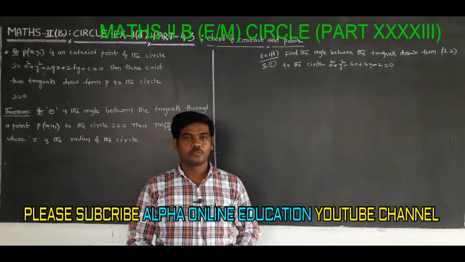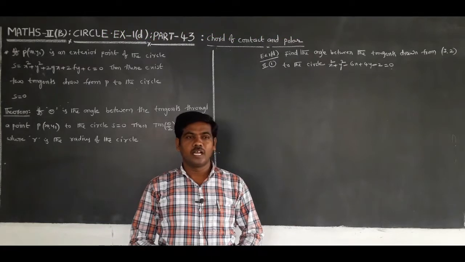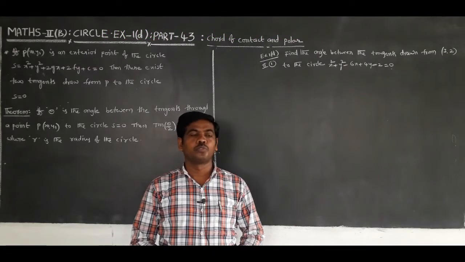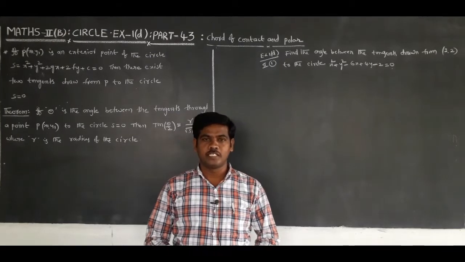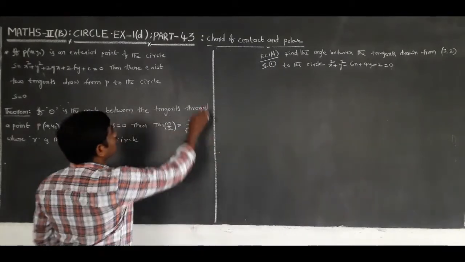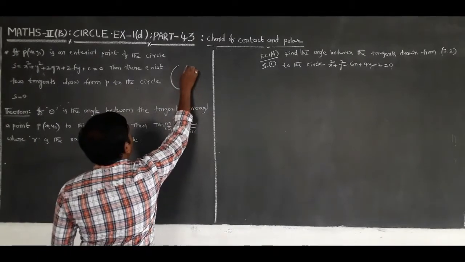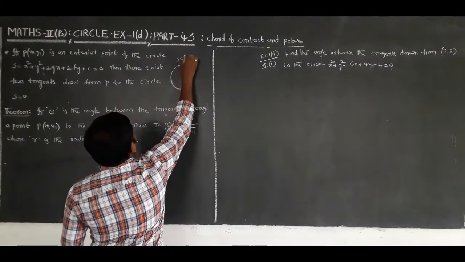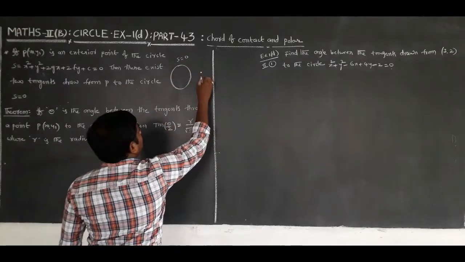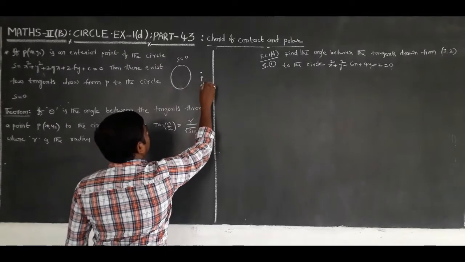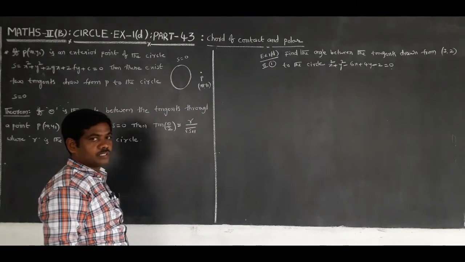Students, today we prove one theorem: the angle between the two tangents. Here S equal to 0 is the circle, and P(x1, y1) is the exterior point of the circle.